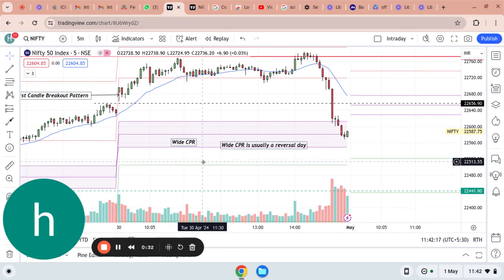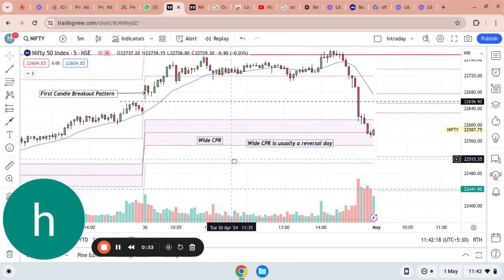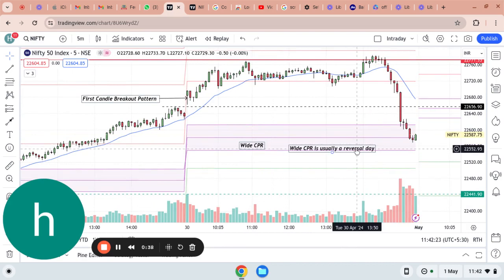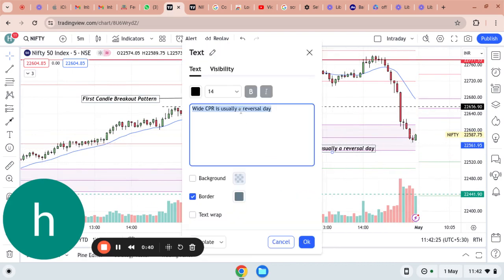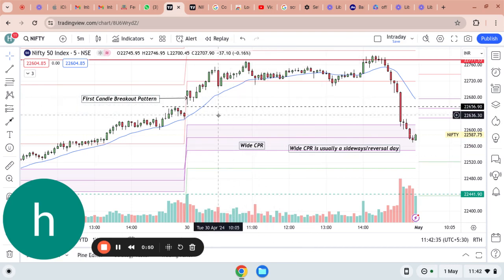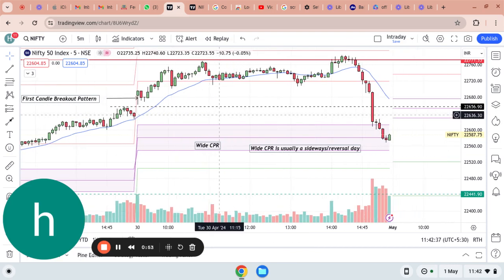Usually, when there is a wide CPR, it's a sideways or reversal day. Now let us start from the first candle.